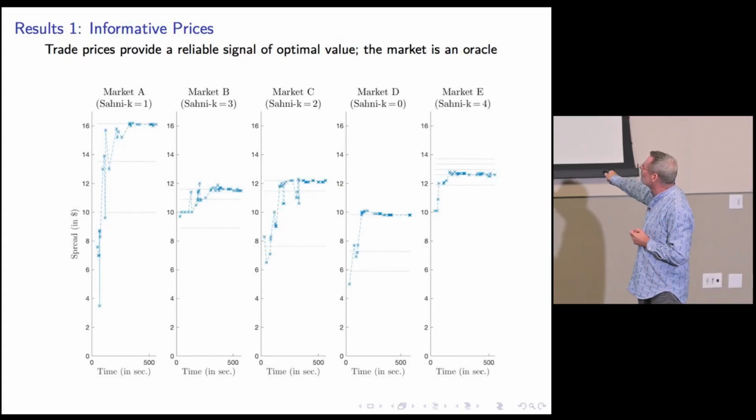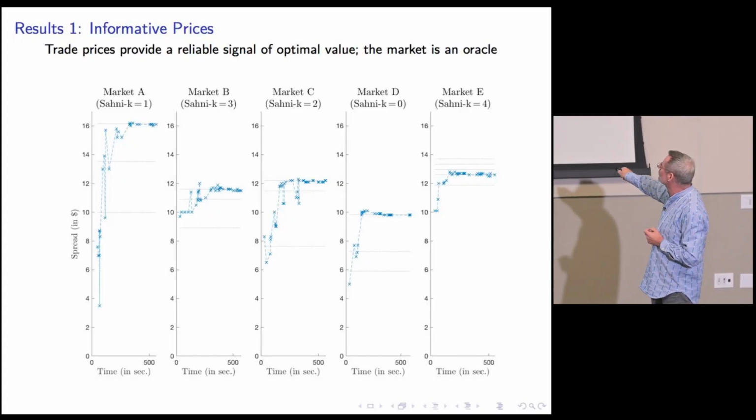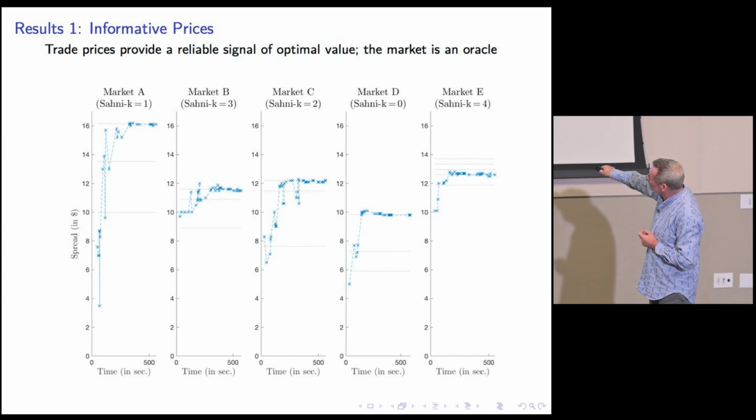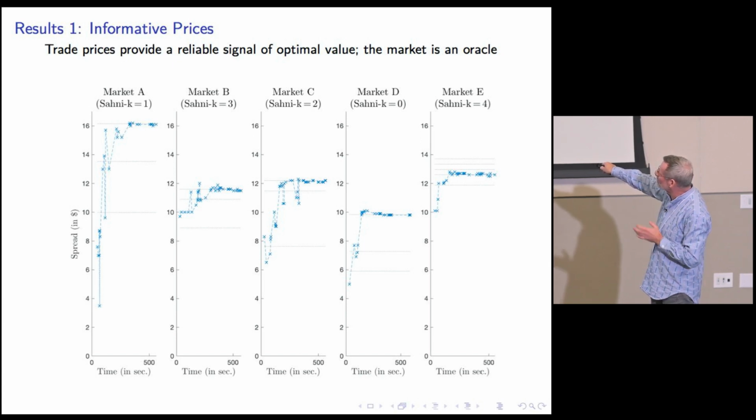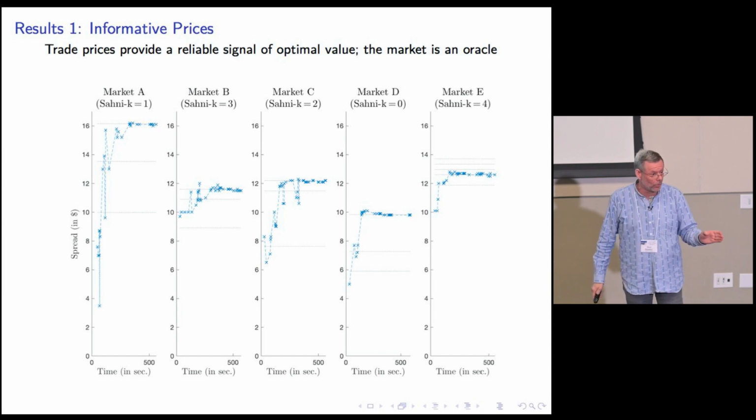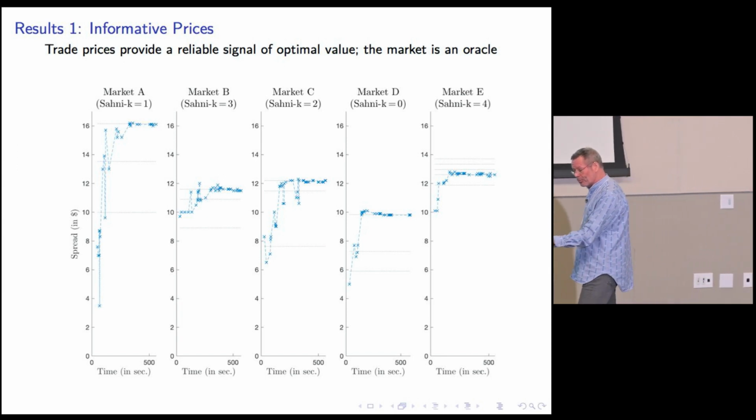So very quickly, here are the results. This is for 3 sessions. Here is the difficulty: 1, 3, 2, 0. 0 is easy, the greedy algorithm works here. 4 is unbelievably difficult. This is not the spread, this is the price. Here is the true value, the optimal solution. You can see at difficulty 1 the price zooms to there. So that's a medium difficulty. For very difficult problems, you get very close to the solution. So these prices are extremely reliable. Do the participants in the market know that?